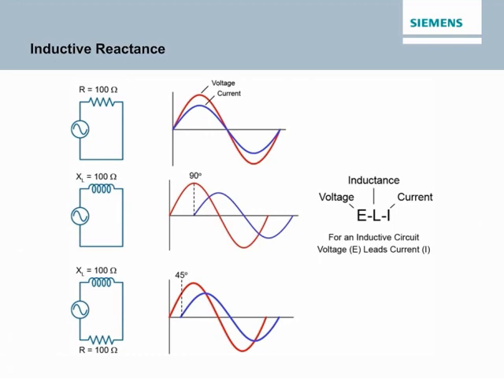Another way to say this is that current lags the voltage in a circuit with resistance and inductance. The exact amount of lag depends on the relative amounts of resistance and inductive reactance. The more resistive a circuit is, the closer it is to being in phase. The more reactive a circuit is, the more out of phase it is.